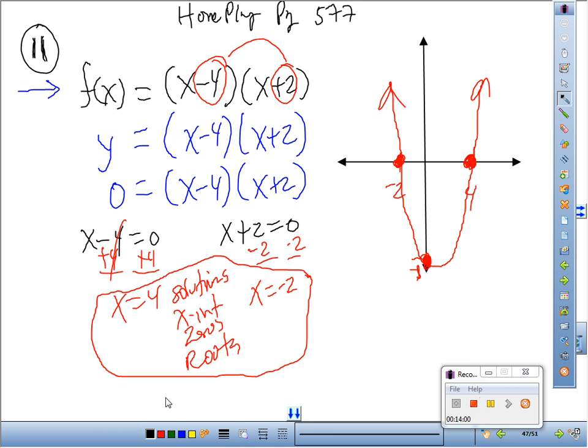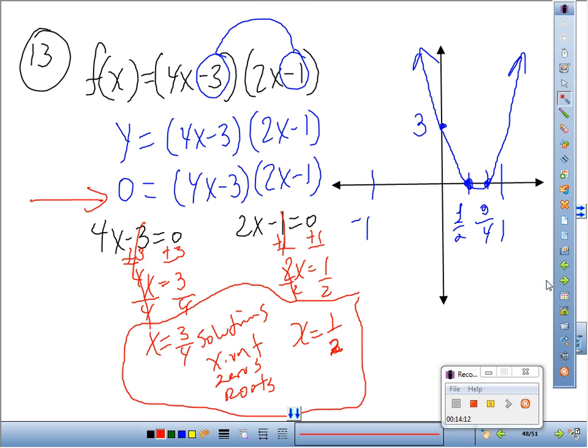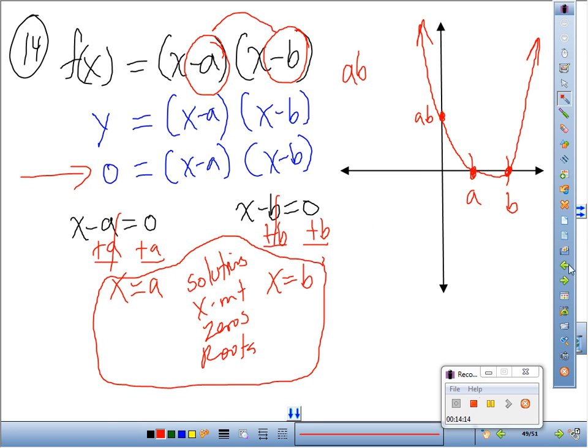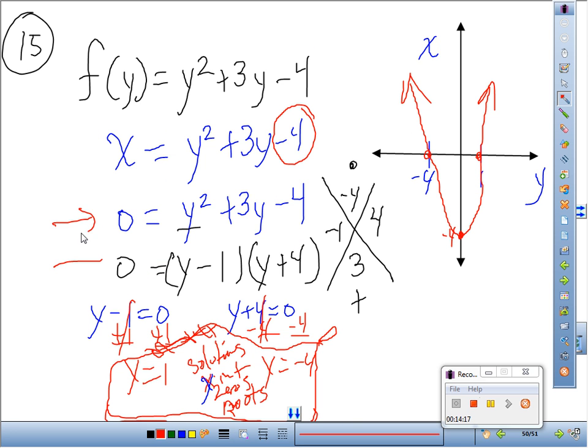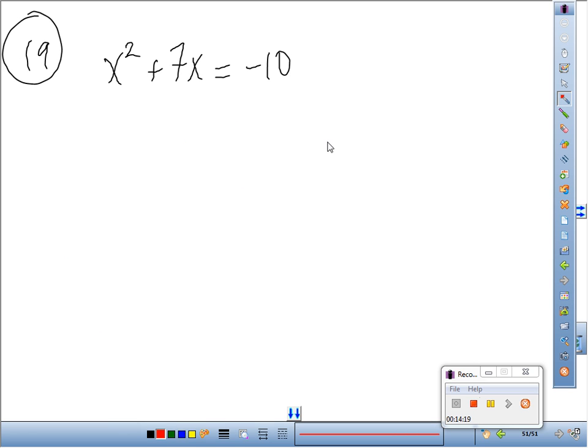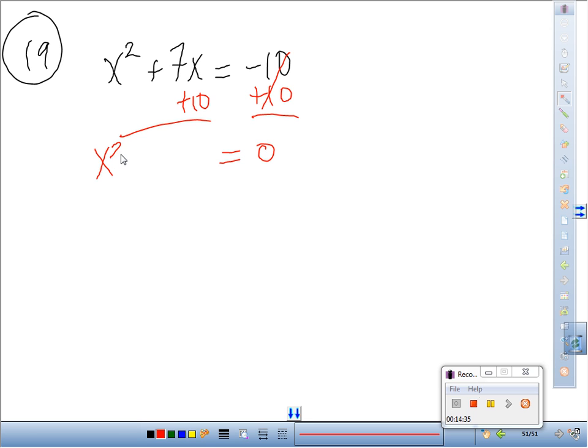What is the common denominator, if you want to call it that, of all these? That all of them have to be equal to what? 0. Therefore, what is this one equal to? Negative 10. So that means it needs to be equal to 0. How do we change this to 0? Add 10, add 10. So this becomes x squared plus 7x plus 10.